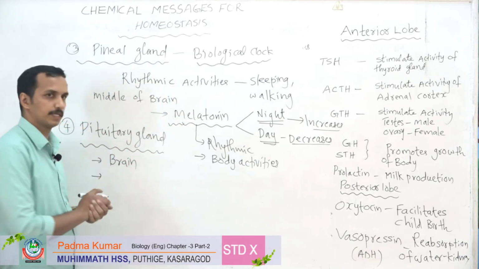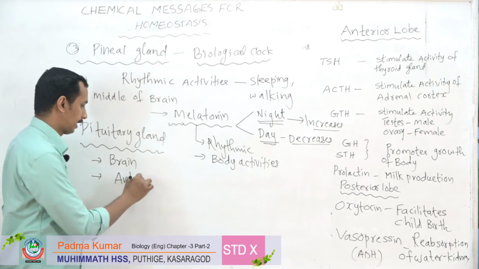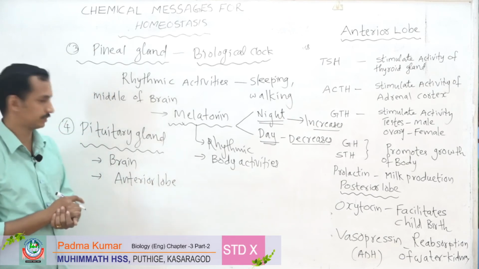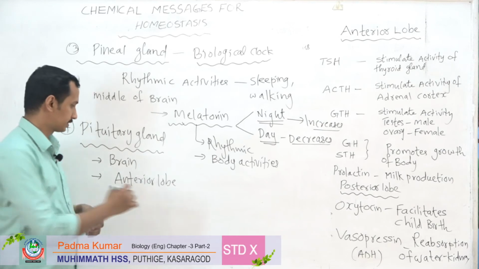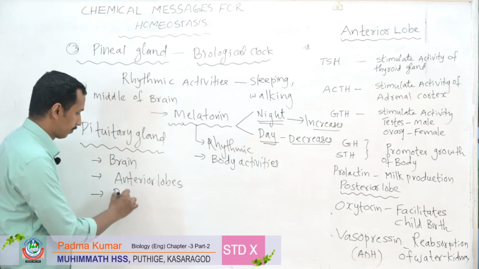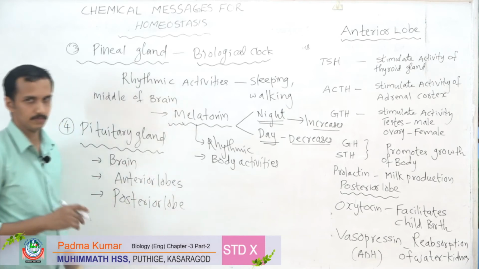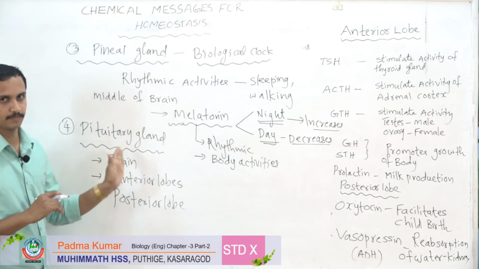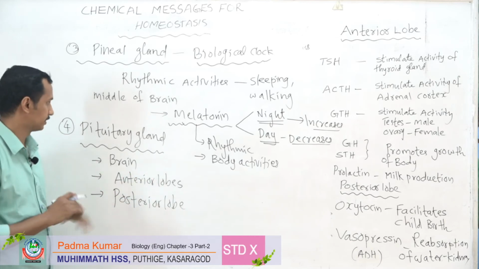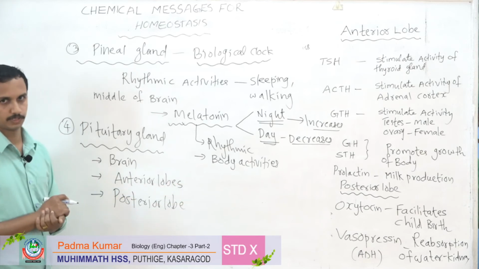Actually, this pituitary gland has two regions. First region is known as anterior lobe, and the second one is known as posterior lobe. Then there are two lobes, two foldings in pituitary gland. What are they? Anterior lobe and posterior lobe.